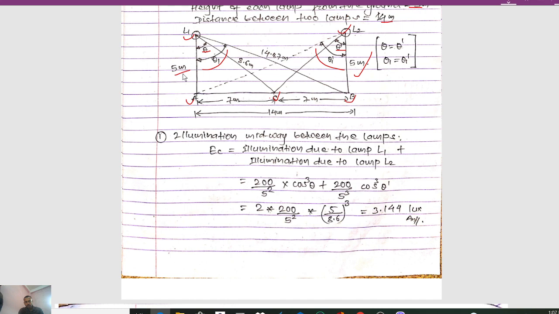You can use here: we have 5 meters and this is 7 meters, so using the Pythagoras theorem we can calculate the value of this. On calculating, we get 8.6 meters. So cos cube theta will be 5 upon 8.6 to the power cube. On solving, we get 3.144 lux.